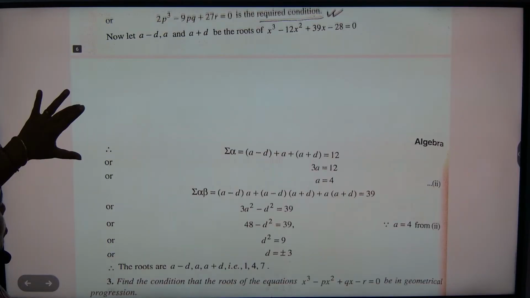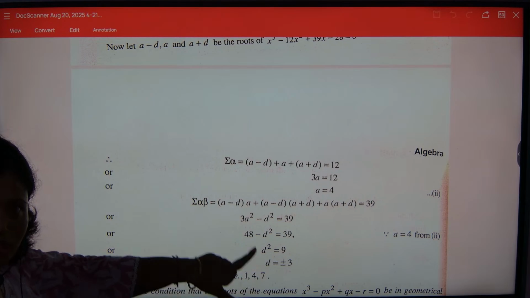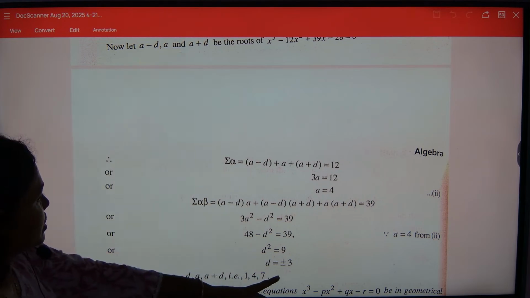Okay, done. So this is all about it. See, they have found D also. Okay, A is already done. So they have found D.